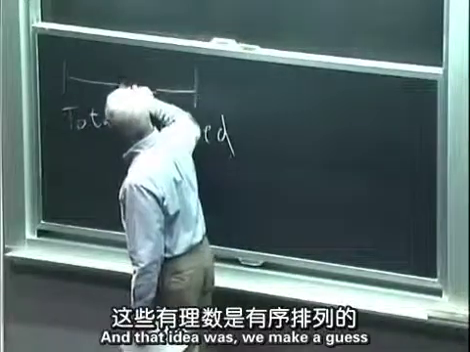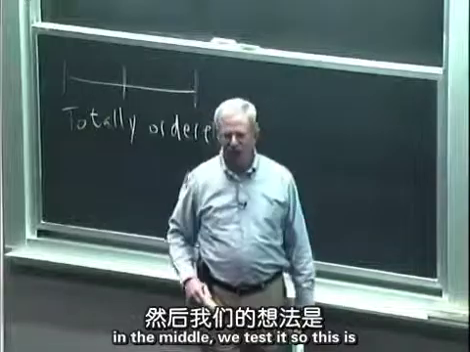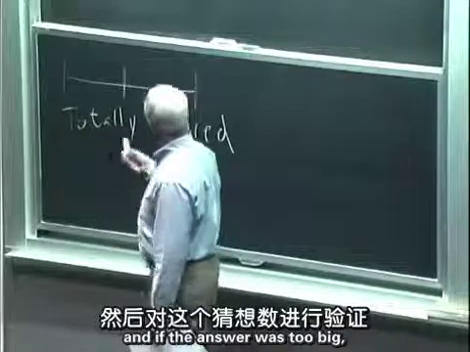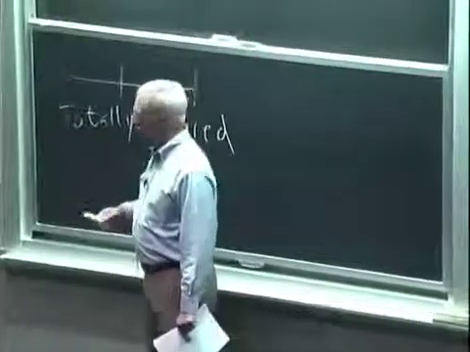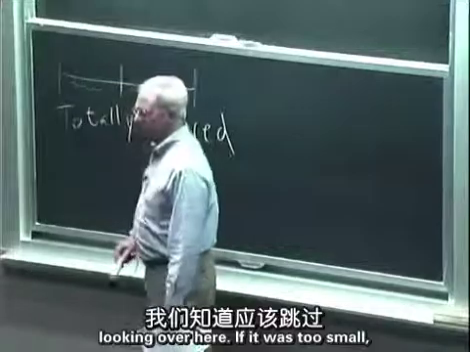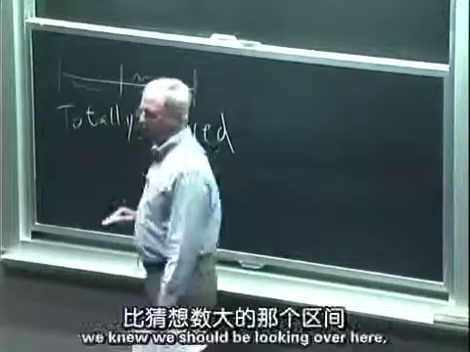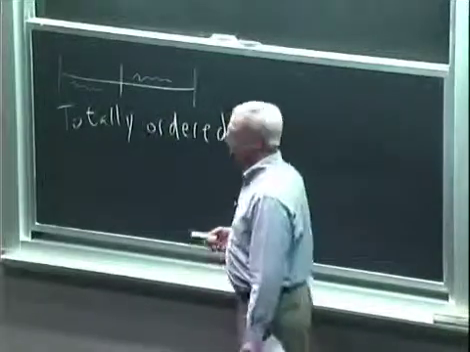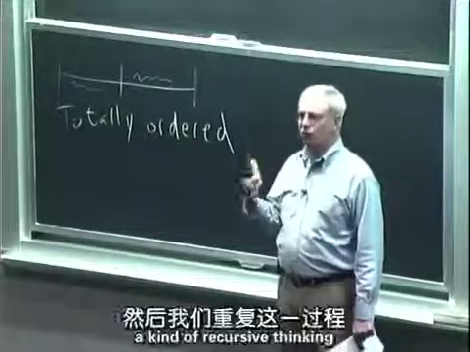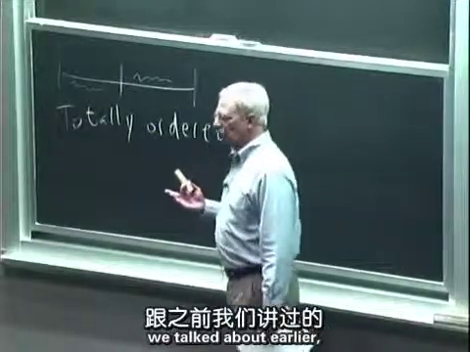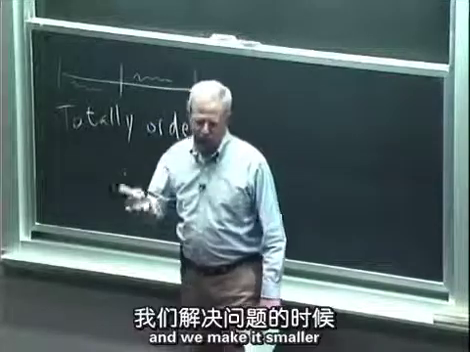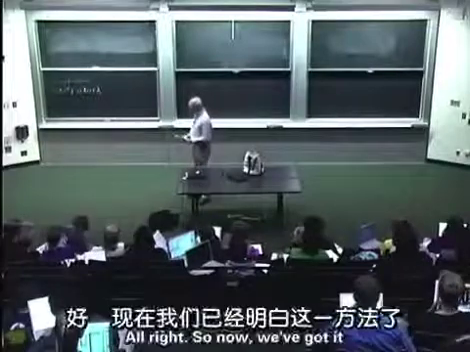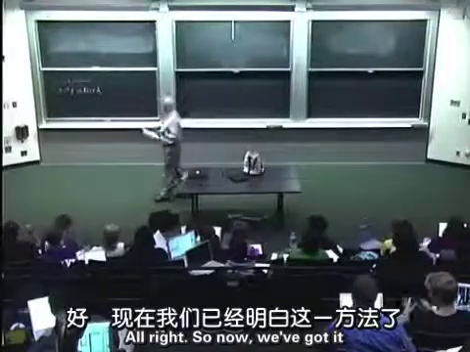And the idea was we make a guess in the middle. We test it, so this is kind of a guess and check. If the answer was too big, then we knew we should be looking over here. If it was too small, we knew we should be looking over here. And then we would repeat. This is the kind of recursive thinking we talked about earlier, where we take our problem and make it smaller, we solve a smaller problem, etc.